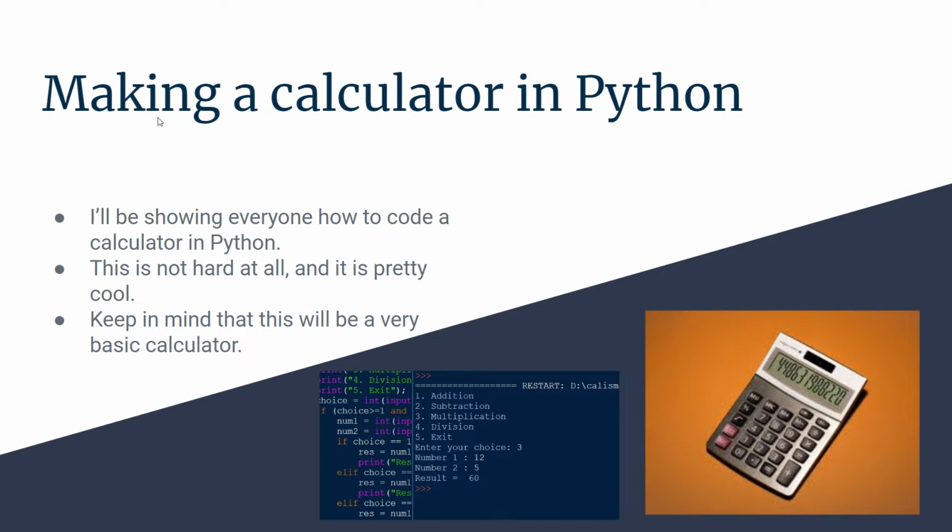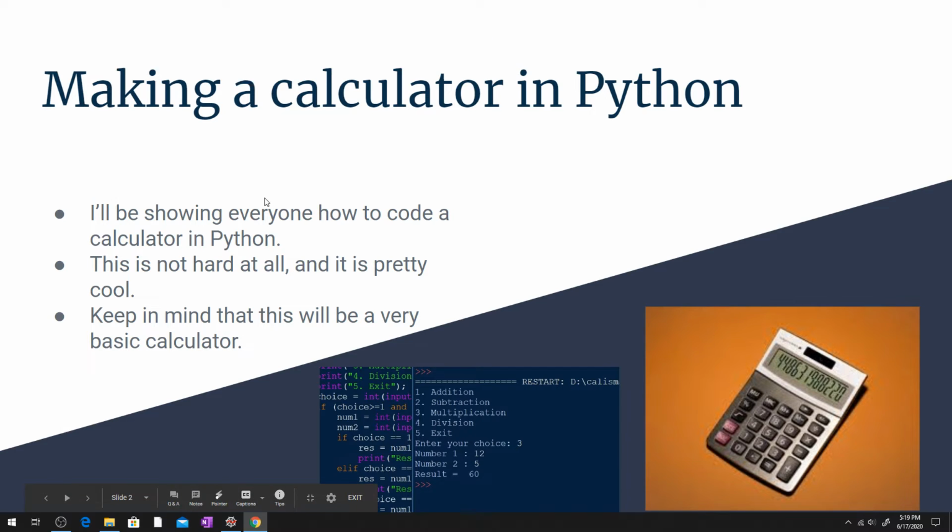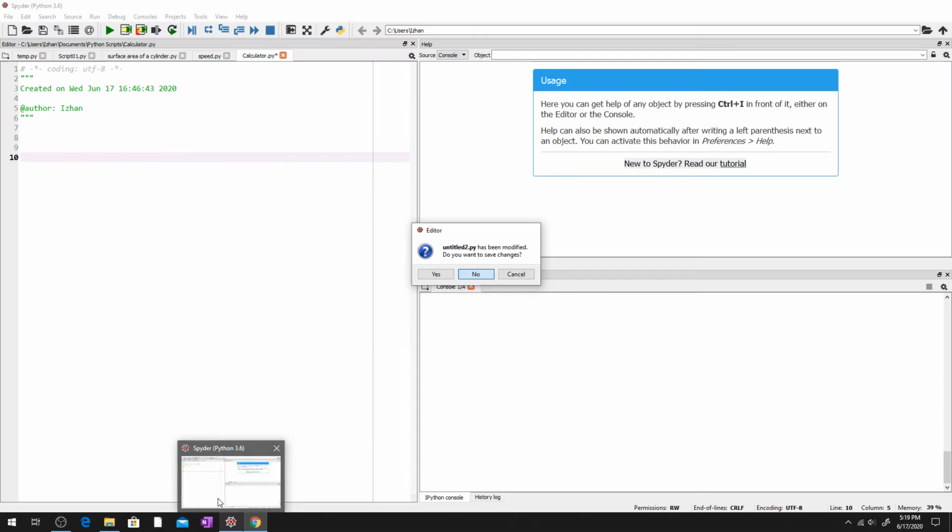In today's video I'm going to be showing everyone how to make a calculator in Python. This is not hard at all and it's pretty cool at the end when you see it. Keep in mind it's a very basic calculator. I'm only going to be doing the 4 operations of addition, subtraction, multiplication, and division. It's not going to be like your regular calculator, where you have all these different options. It's just a very basic calculator. So let's just start. Let's go to Spyder.